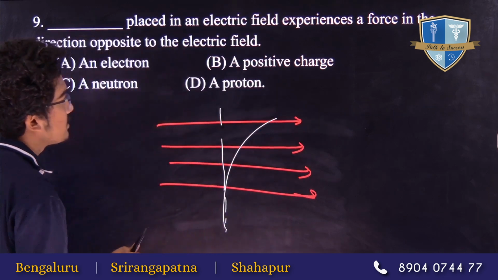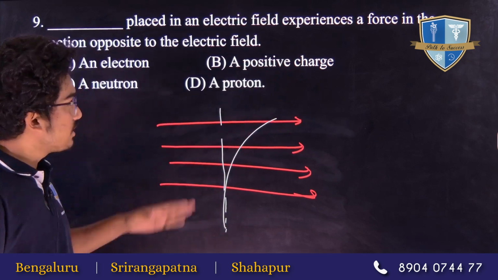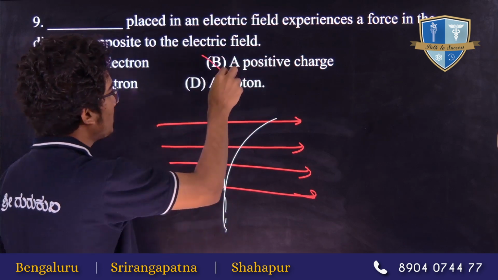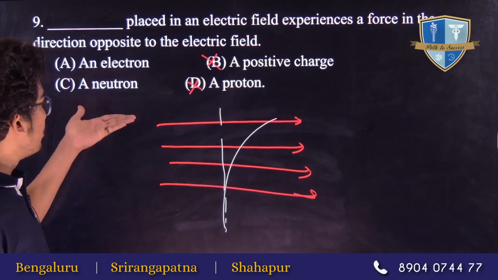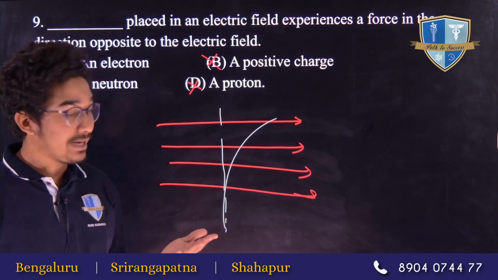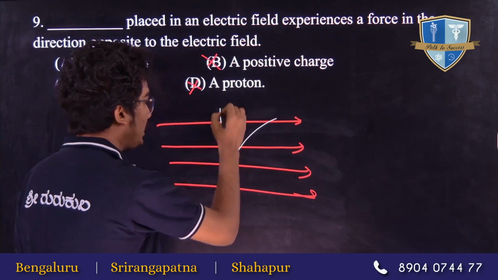So what are the positive charges here? A proton is a positive charge, and a positron is a positive charge. So they both will deflect towards the electric field, not opposite to the electric field. So B option and D option is correct. And a neutral charge, for example, a neutron, does not deflect in any electric field. So if we are passing a neutral charge, it will go undeflected.